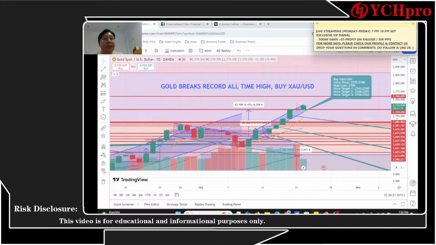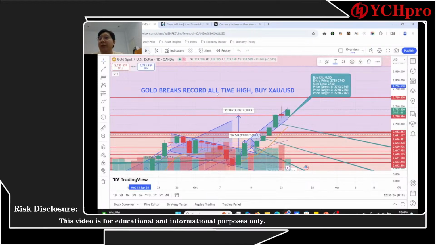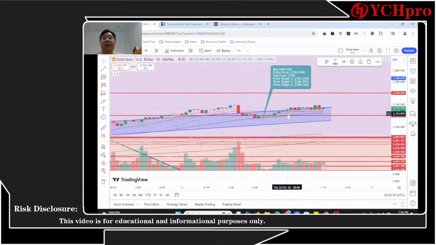Alright, so what do we see next? I believe that most of you are short-term traders, so I'll be opening up a small time frame so that you could have a clearer view of the market.